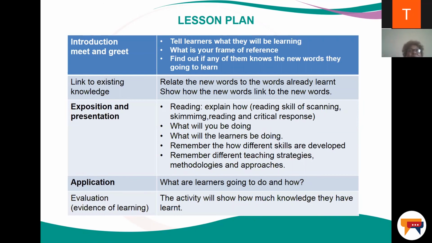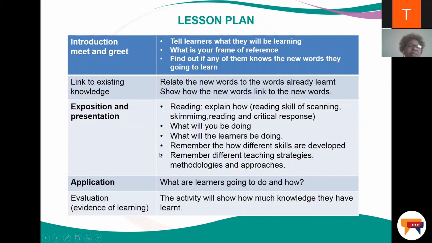As we learn about these words, this is the story we're reading today, or whatever you'll be doing on that day. Link to existing knowledge, relate to the new words. Relate new words to the words already learned. It's very important. Show how the new words link to the words already learned.